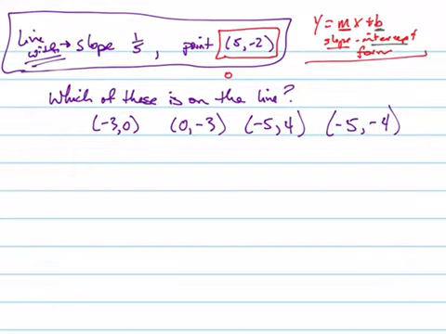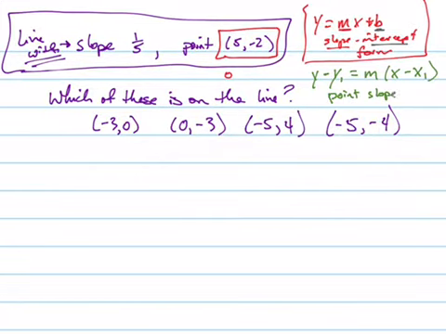Okay? The other form that you might want to learn and use is called point-slope form, and that is this: y minus y1 equals m times x minus x1. That's called point-slope form. And you can see the point is (x1, y1). That's your point. And the slope, again, is m.